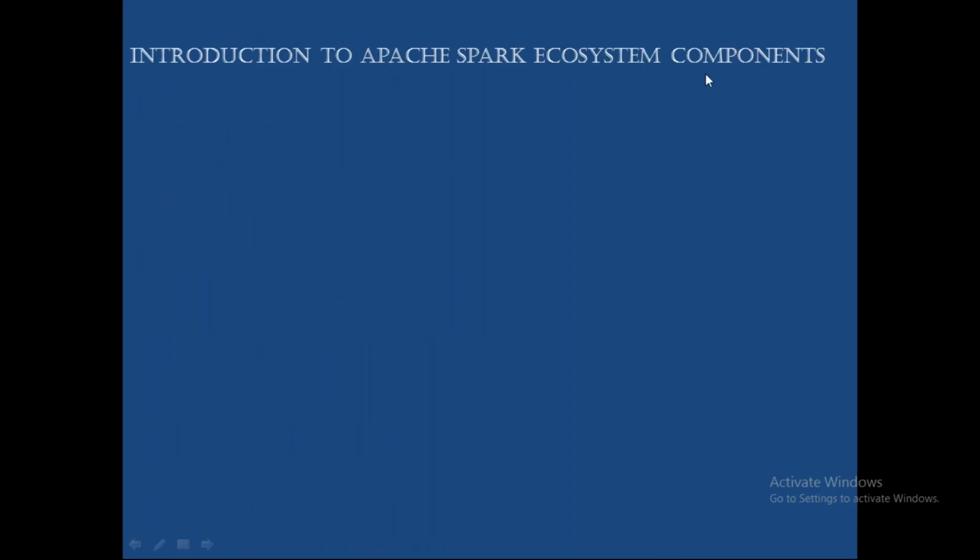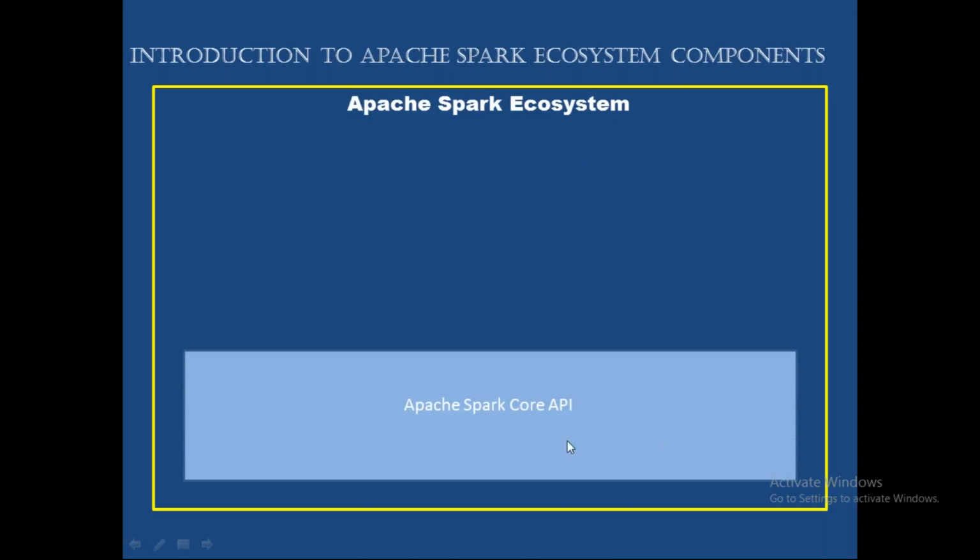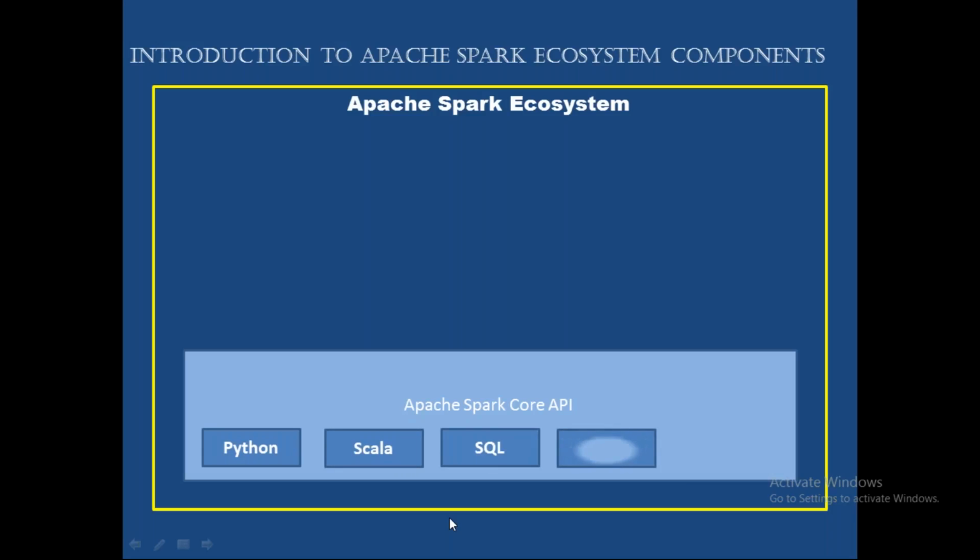Now you see introduction to Apache Spark ecosystem components. So in this Apache Spark ecosystem, the first module is called Apache Spark Core API. It is the only module which was available when Spark was introduced. Okay, so here objects are called RDDs. This particular Spark code, you can write in Python, Scala, SQL, R, and Java. Next, so this is basically RDD.